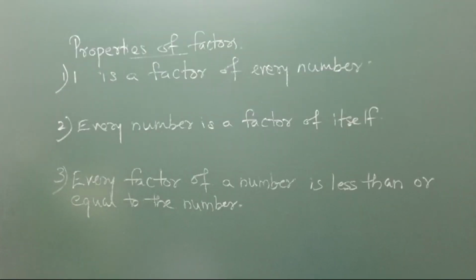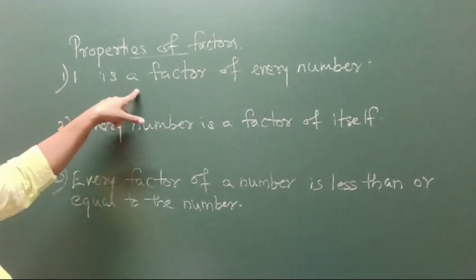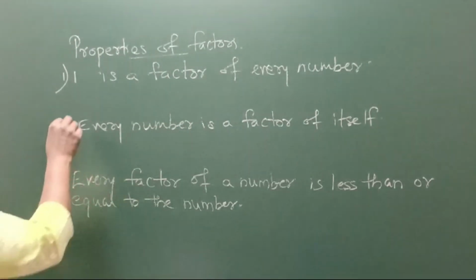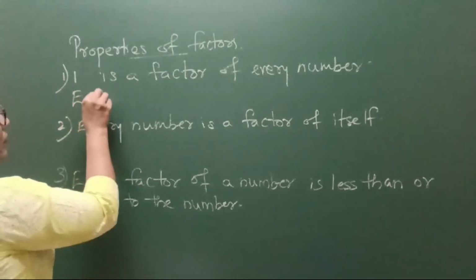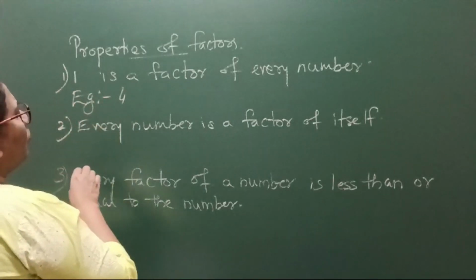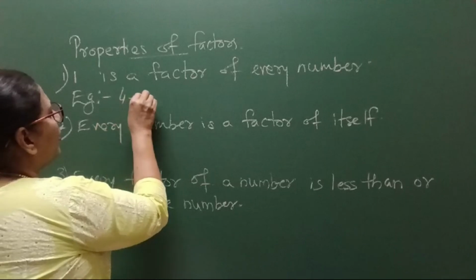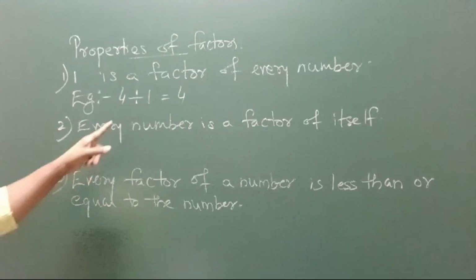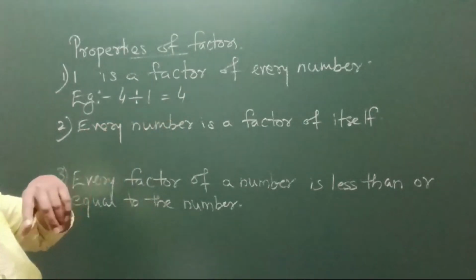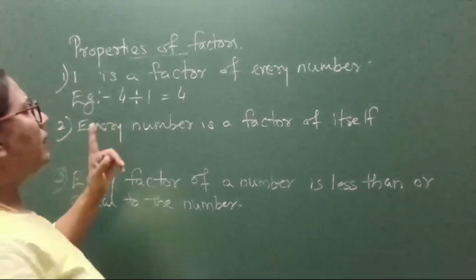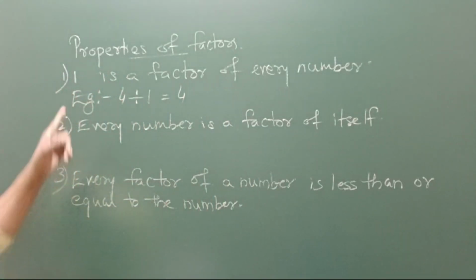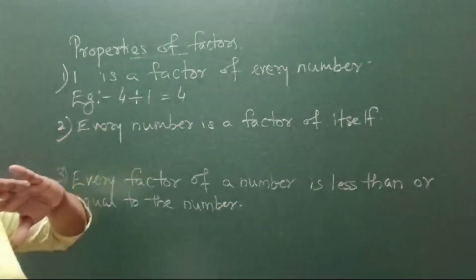Now let's see properties of factors. First property is 1 is a factor of every number. Example, number 4 divided by 1, then we get the answer 4. So 1 is a factor of 4. Like that, for every number 1 will be the factor.